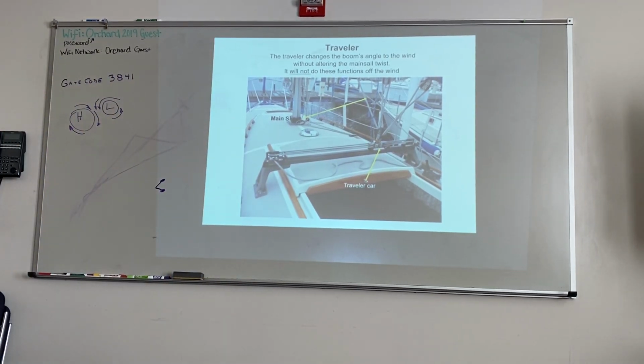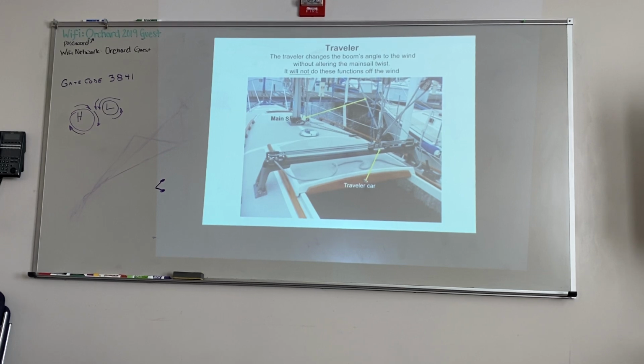If you take the main sheet and fiddle with that, you're going to mess with the tension on the boom, which will affect your sail shape in a way you don't want. Exactly. Changing your main sheet will adjust two things, the angle and the shape. Changing the traveler will only adjust one thing, which is just the angle.